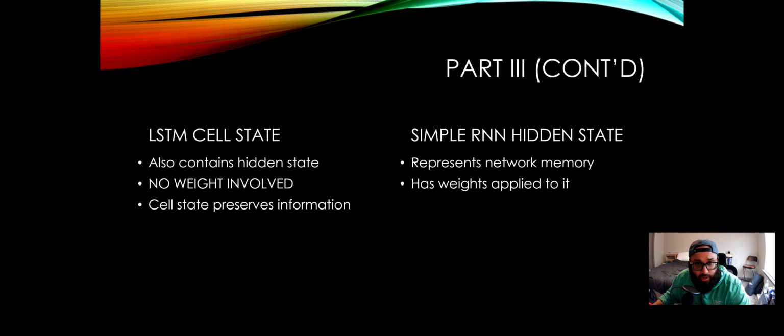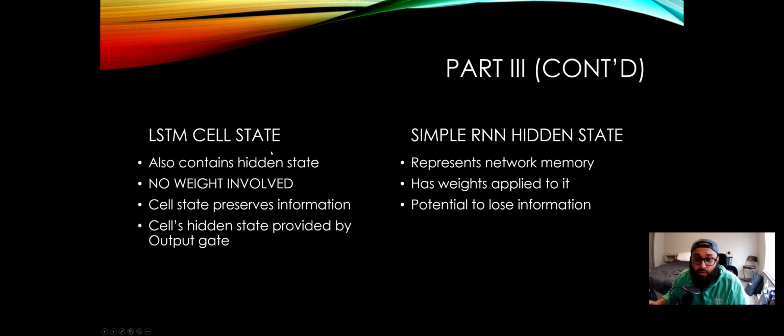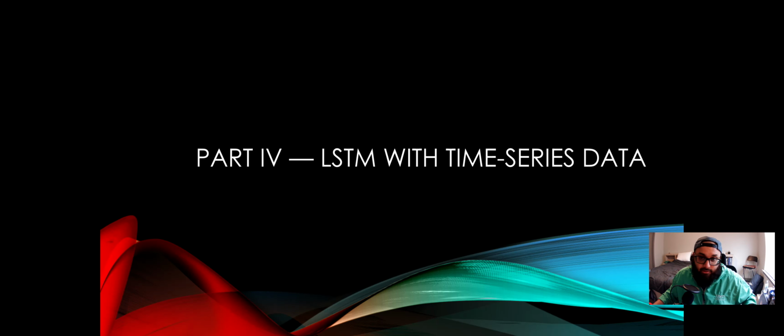Because cell states don't have that issue, they are able to preserve information, but simple RNNs have the potential to lose information. But also of importance is that an LSTM cell's hidden state is not provided by weights. It doesn't have any weights applied to it, but rather, as just mentioned earlier, it's provided by the output gate. And those are the differences between the LSTM cell state and an RNN's hidden state.